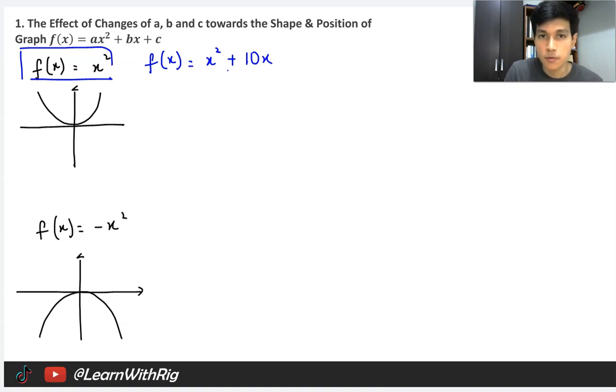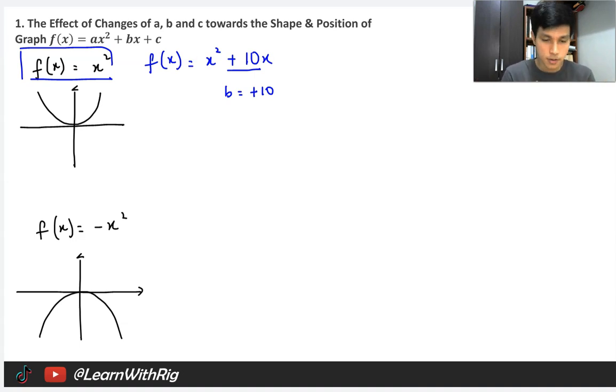Okay, now you have your b value is what? B value is positive 10. Now what does the b value do? The b value tells you whether you're going to shift towards the right hand side of the y-axis or the left hand side of the y-axis. That's all it tells you.